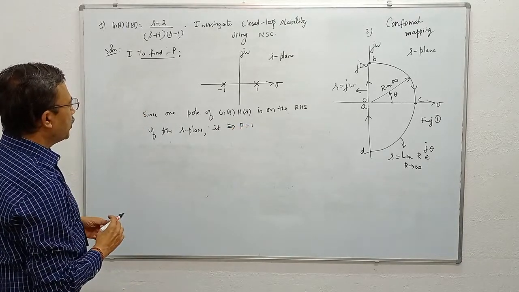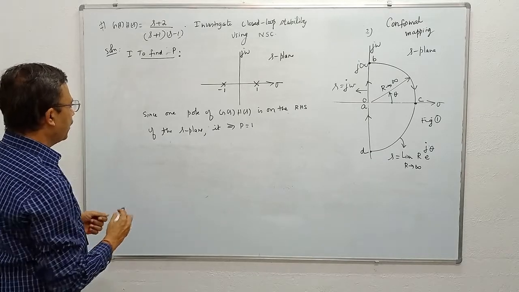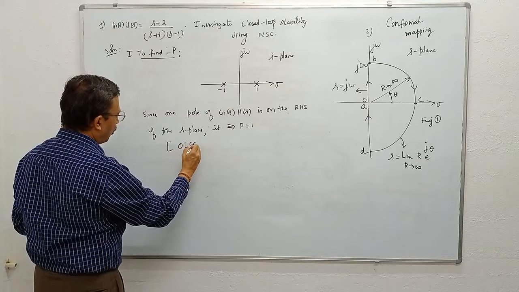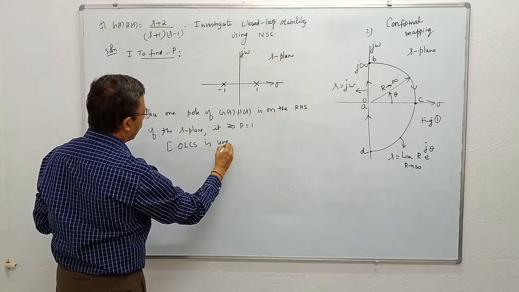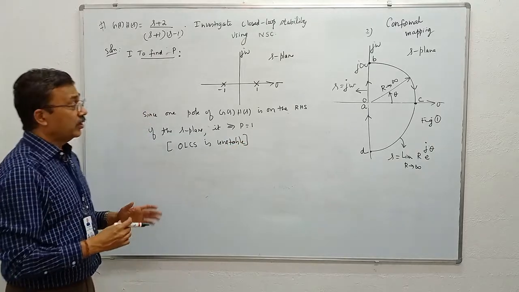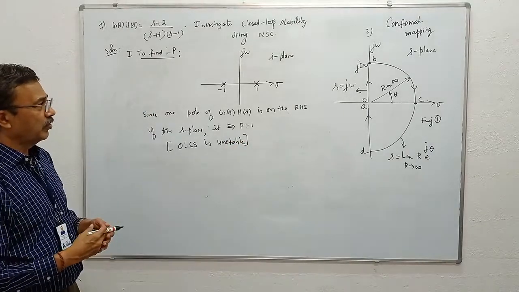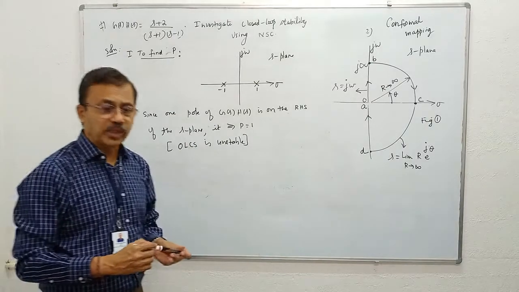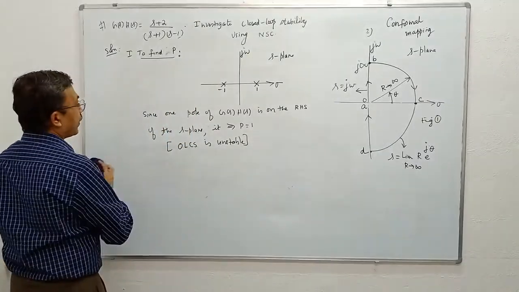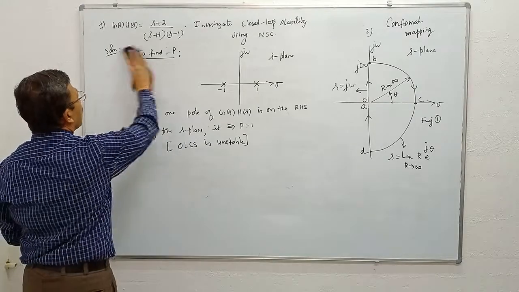Since one pole of G of S, H of S lies on the right hand side of the S plane, the open loop control system, OLCS, is unstable. That means if the feedback loop gets open, the system will become unstable. That means the system will get damaged. That's what it means. Next, to find N.